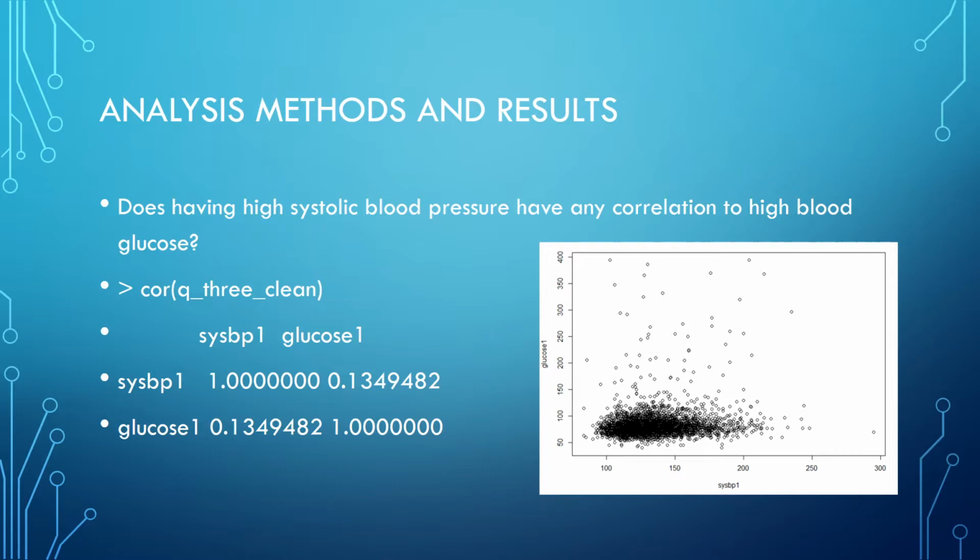Question number 3 asks, does having high systolic blood pressure have any correlation to high blood glucose? High blood glucose is considered a determinant of type 2 diabetes in a person. The correlation coefficient of 0.135 does not show a high correlation at all. To view the data visually gives the same impression. We can surmise that there is not a high correlation between systolic blood pressure and blood glucose levels.